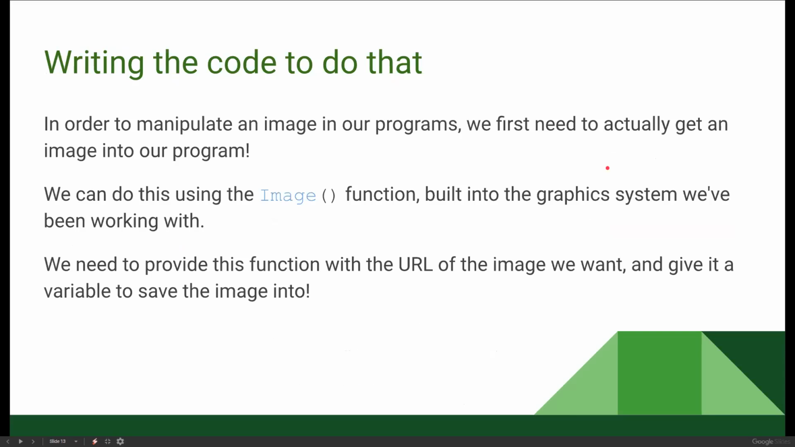Now, that all makes sense in theory. Now let's talk about how to actually write some code to do that. So in order to manipulate an image in our programs, the first thing we need to do is actually get that image into our program. And we can do this using the image function. It's going to be very similar to the rectangle, circle, line functions we've been working with for graphics. So we need to give the image function the URL of the image we want, and we need to create a variable to save the image into, just like we did with all the other shapes.